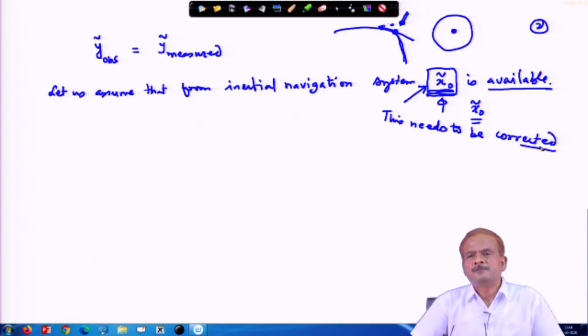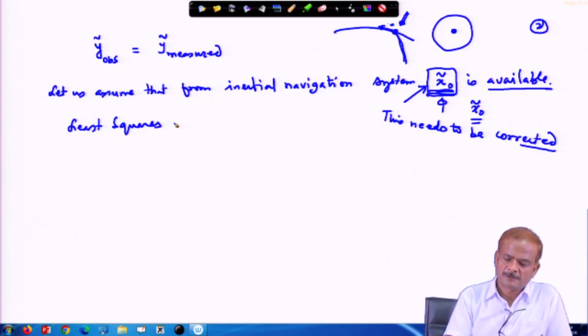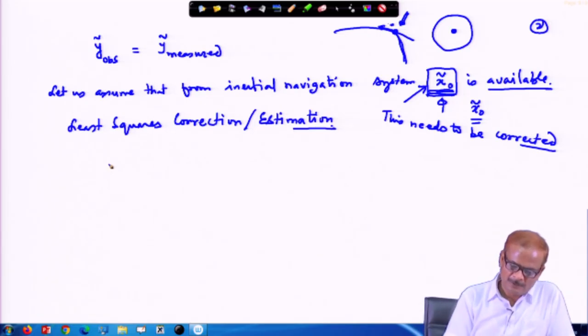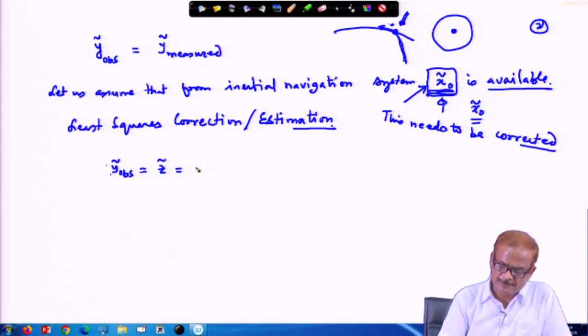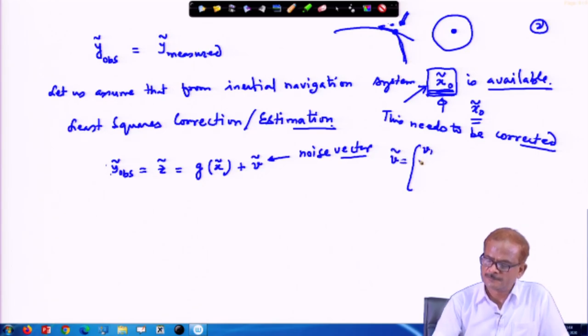And for doing this, what do we do? We apply the least square correction, also called the least square estimation. So, we write it like this. Let us say y observed tilde, this is your z tilde, equal to g times x tilde plus nu tilde, where this is your noise vector, nu tilde, which is nu 1, nu 2 up to nu 6. So, all the measurements are contaminated by noise.